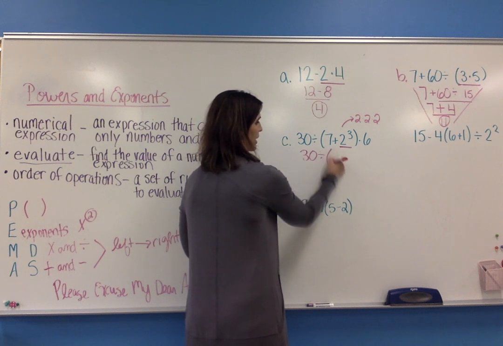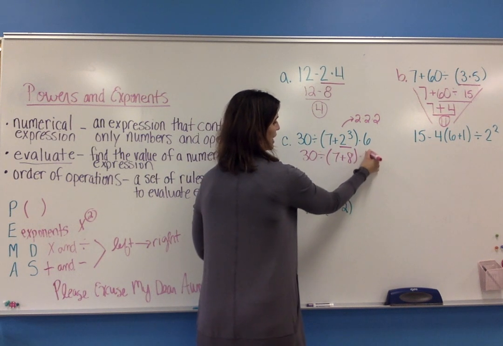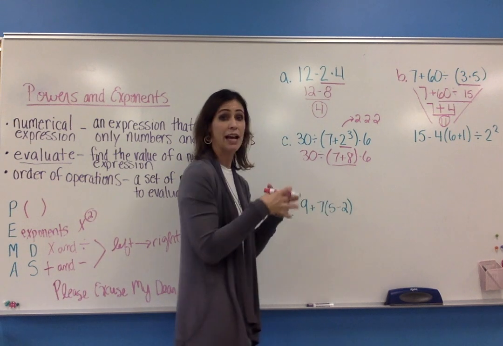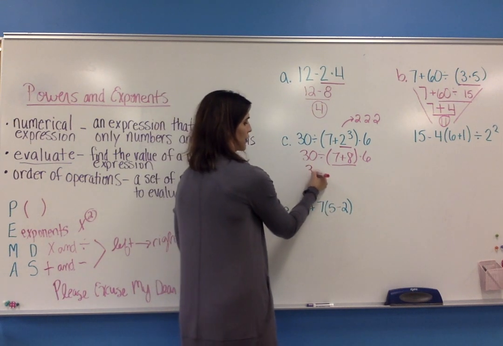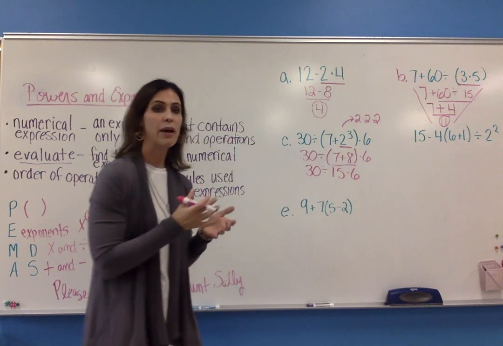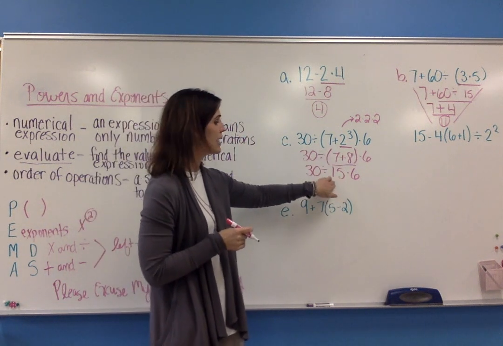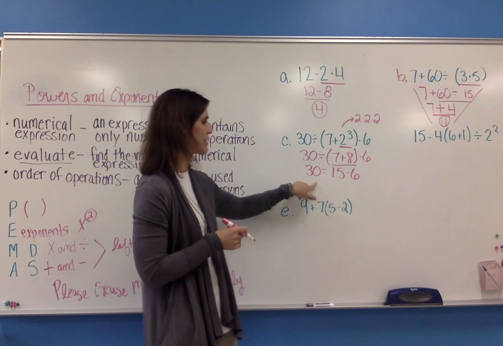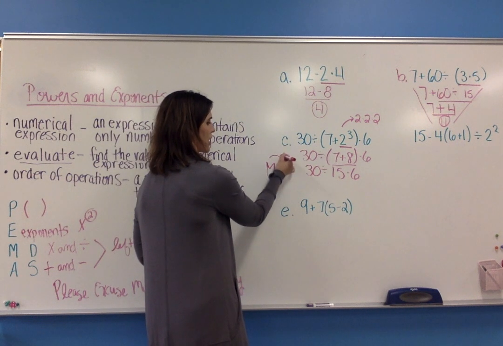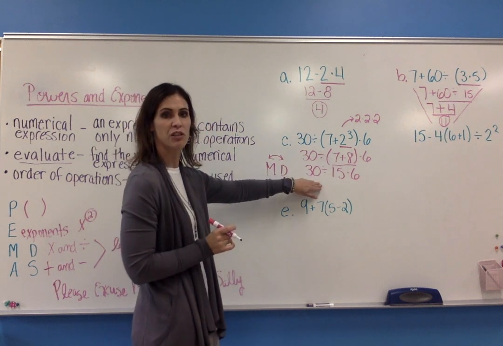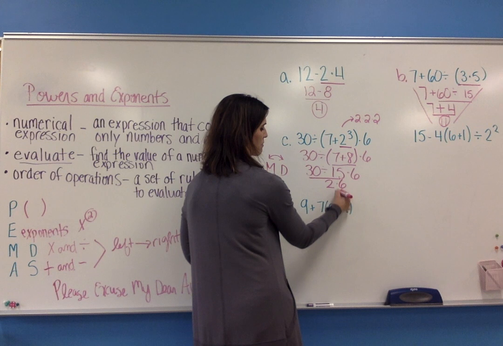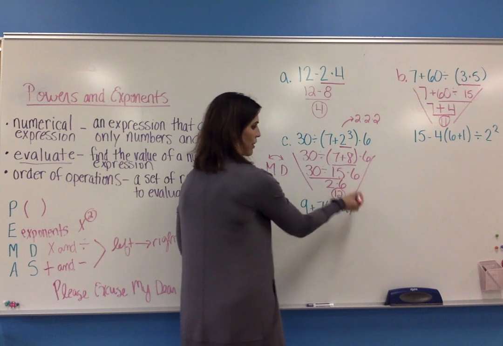So 30 divided by 7 plus 8. 2 to the third power is 8. And then I recopy the rest of the problem. My next step is my parentheses. So I'm still going to have to add inside of those parentheses. 7 plus 8 is 15, so I have 30 divided by 15 times 6. Now I have a multiplication and division problem. Even though the multiplication problem comes second and the division problem is first, with order of operations, when you have multiplication and division, they are interchangeable. So whichever one comes first left to right is what you complete first. 30 divided by 15 is 2 times 6, which is 12.